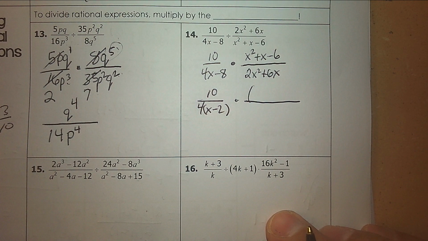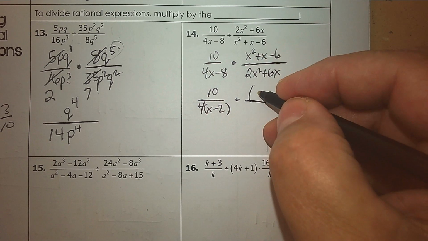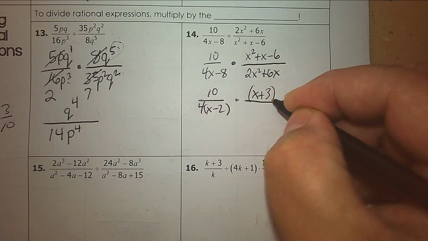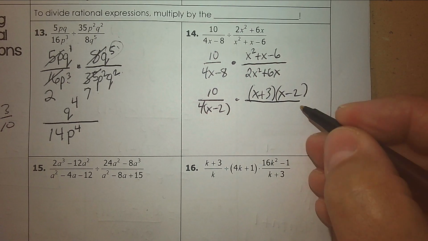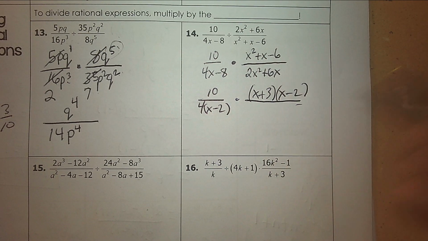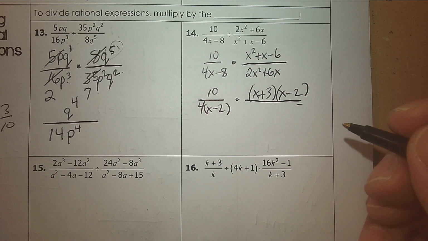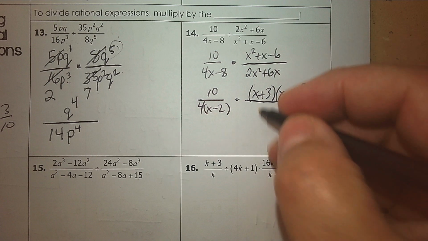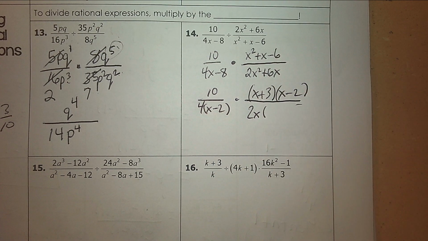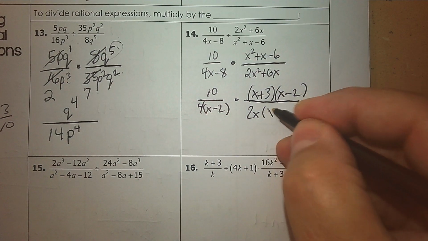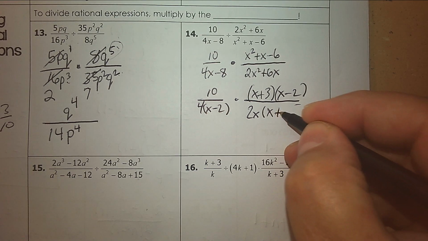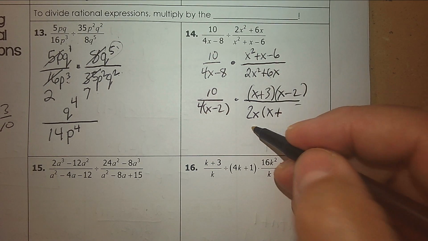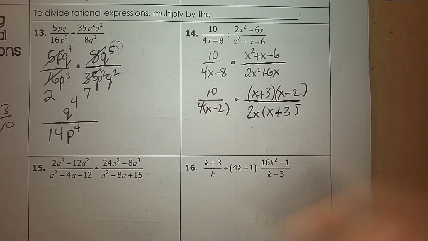So what two numbers multiply to 6 and subtract to equal 1? And it's not 6 and 1. 3 and 2. Which one needs to be positive? 3. So 3 and negative 2, they multiply to negative 6 and add to 1. How about the denominator? You can factor out a 2 from that, and 2x. And what are we left with? X minus 2. X plus 6 divided by 2 is? Oh, 3.